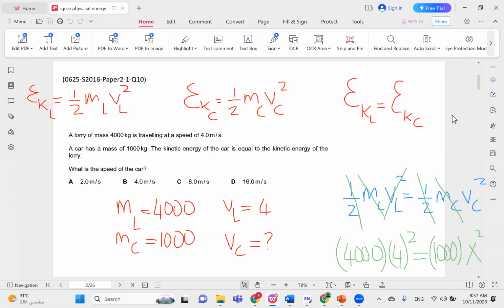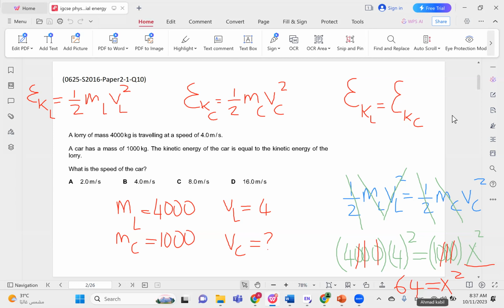You can use your calculator, or you can simplify life for yourself a little bit. So we can cancel out these 3 zeros here with these 3 zeros here. And then we just get the following equation. X squared equals 4 times 4 squared, which is basically 64.